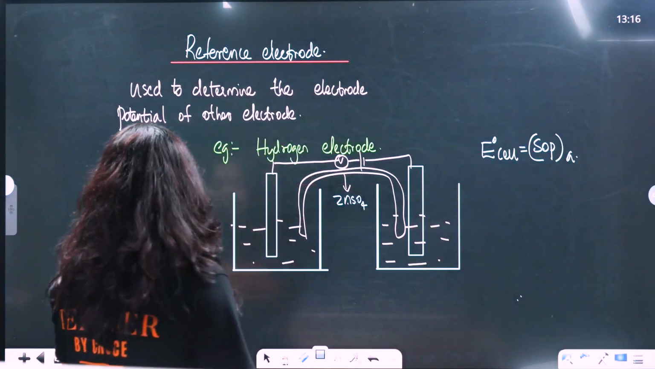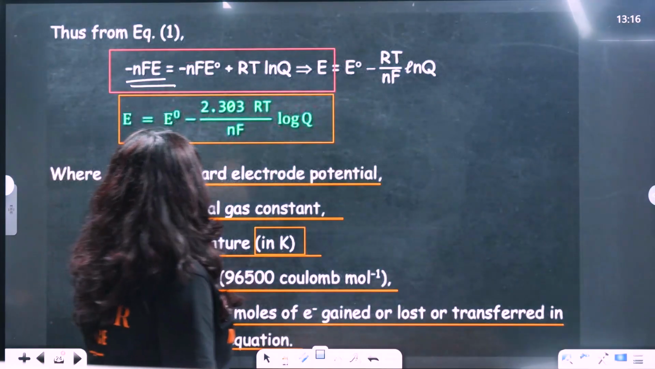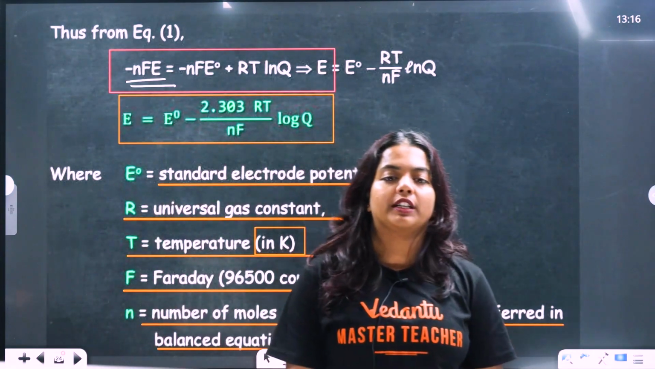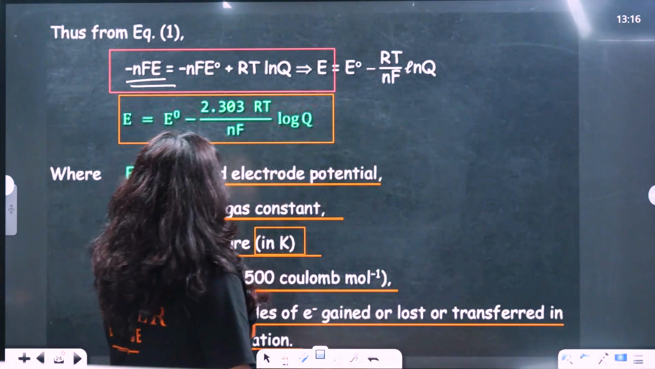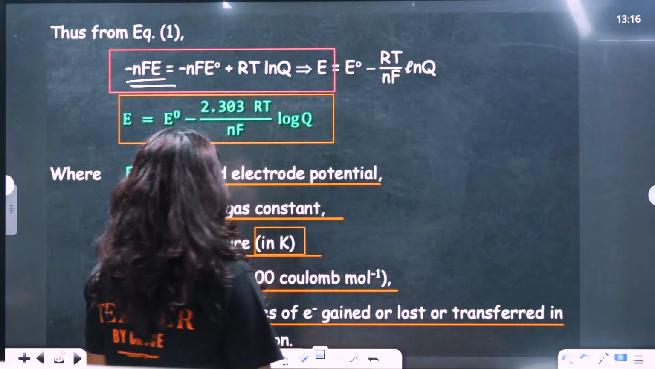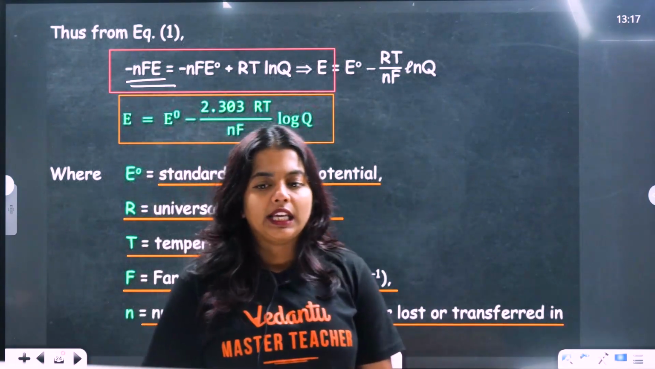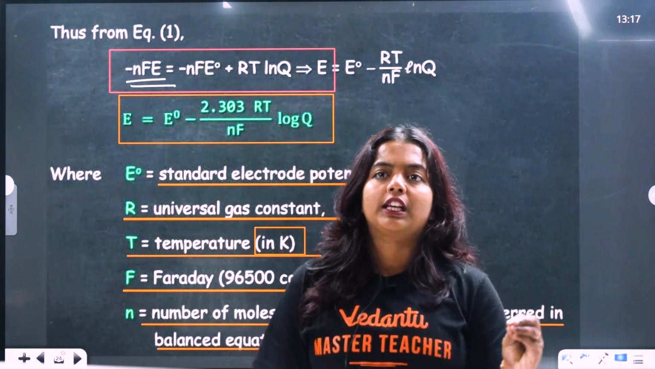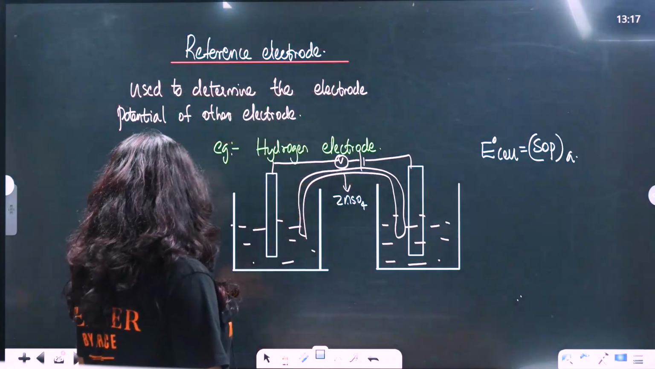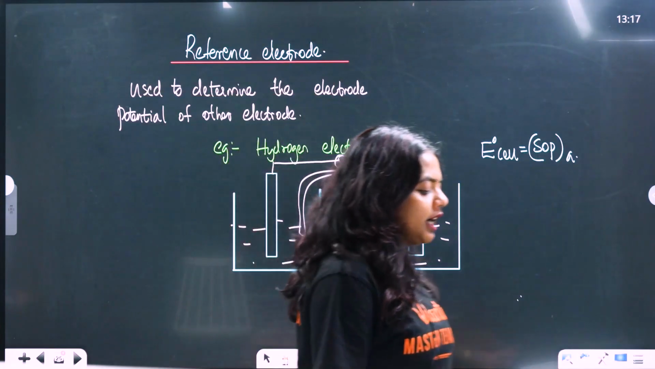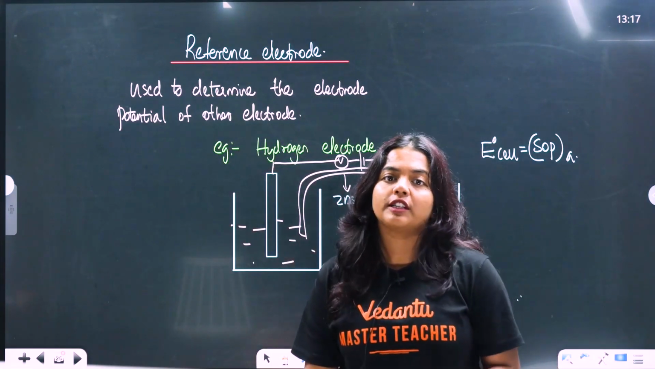Now, next one. This is what we have discussed: E is equal to E naught minus 2.303 RT by NF log Q. Now, you will be thinking about how we will write the problems. We will do some problems also in the next part. Before going to that, I want you to know about the reference electrode.